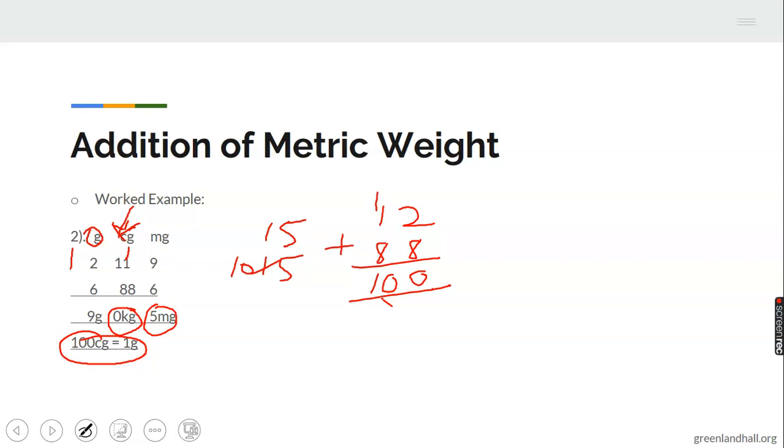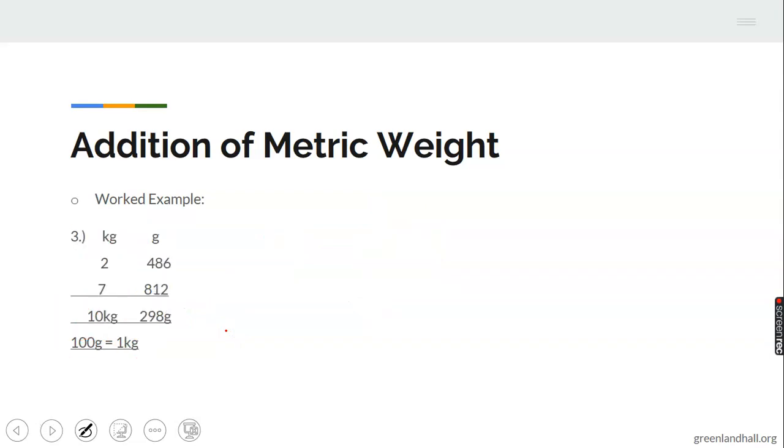Is that taken? So now, see, 1 gram plus 2 gram that we have here before, that's 3 grams. And then 3 grams plus 6 grams, that's 9 grams. And that's what gives us this answer here. So our answer now is 9 grams, 0 kilogram, and 5 milligram. Is that taken? That's our final answer. Can you see that? That's our final answer there.